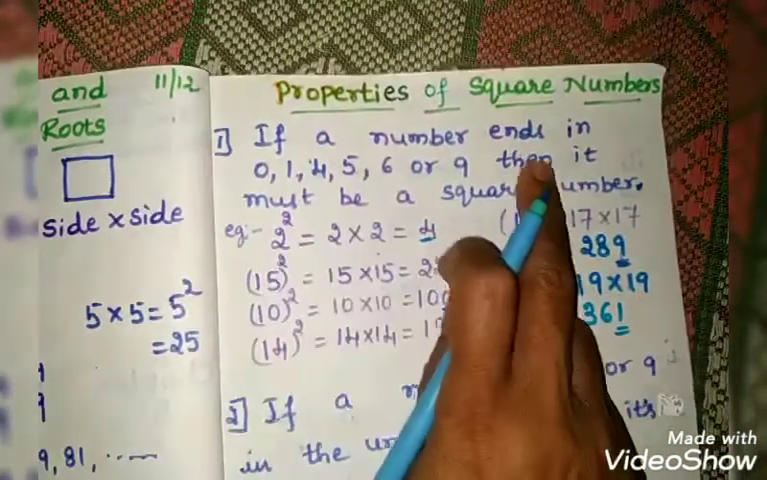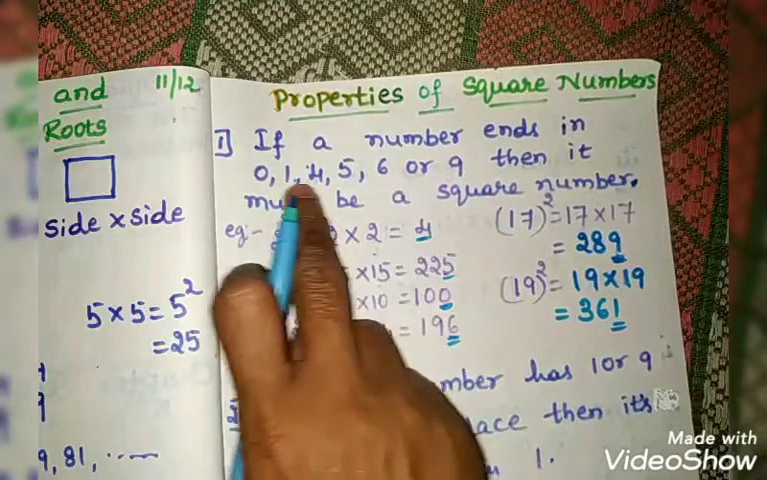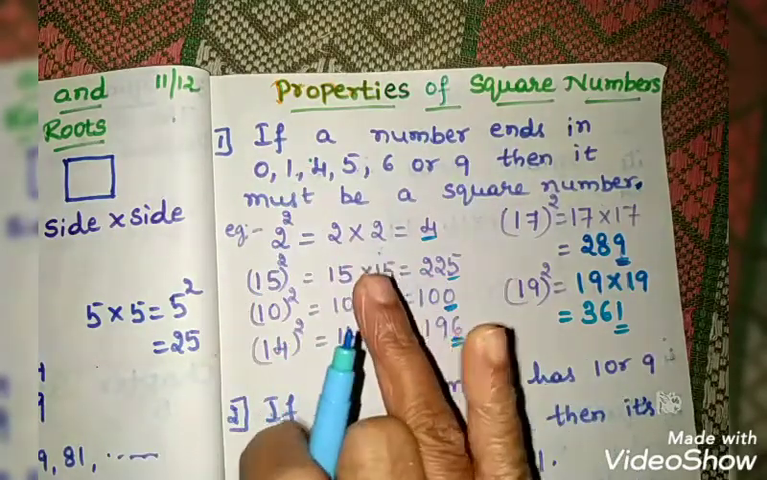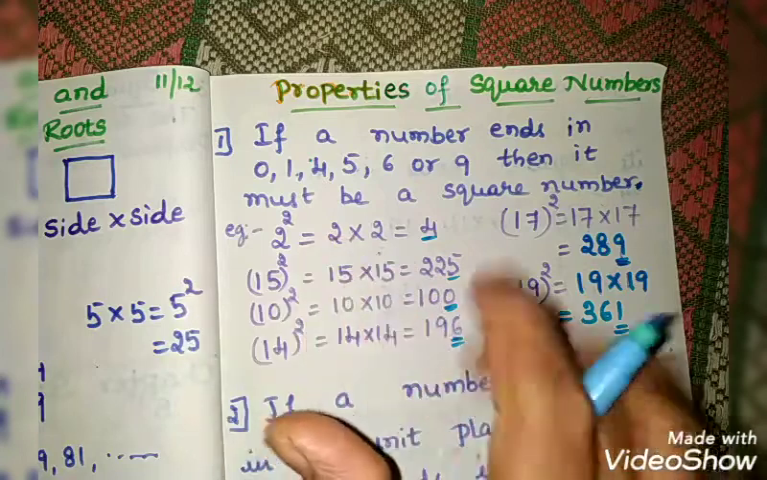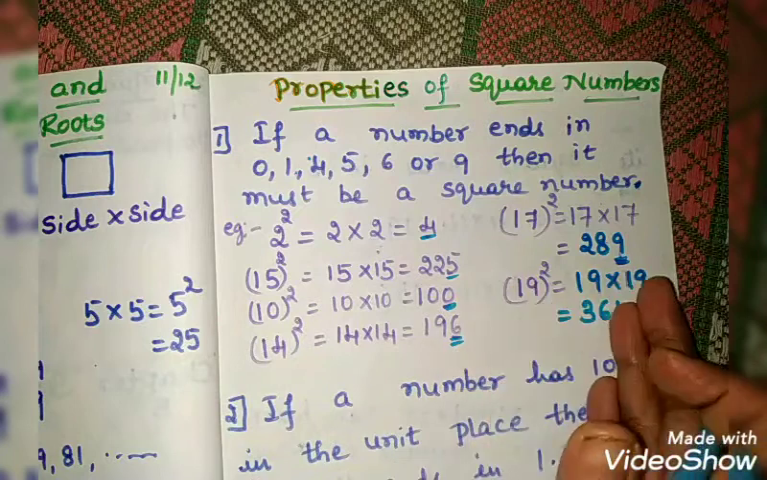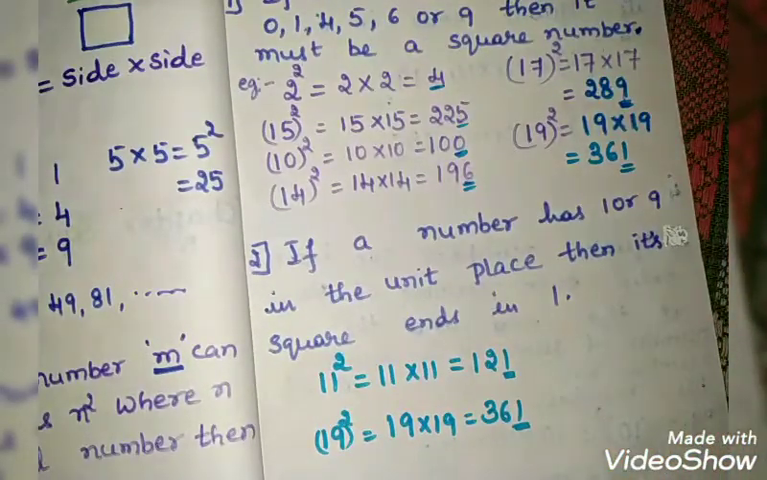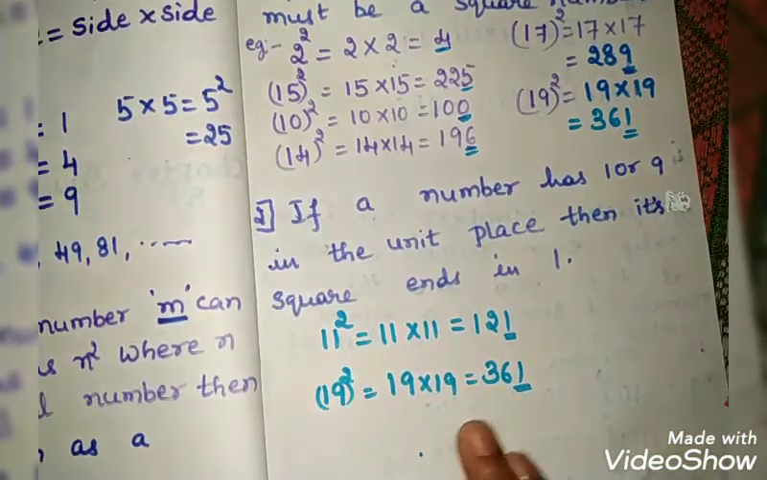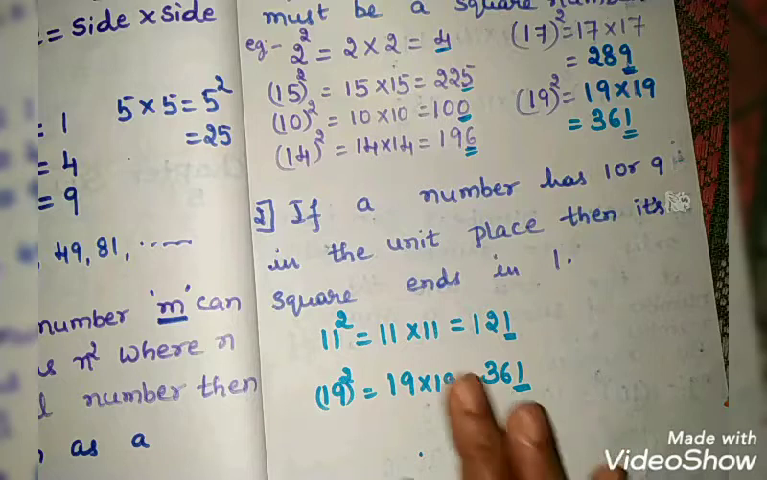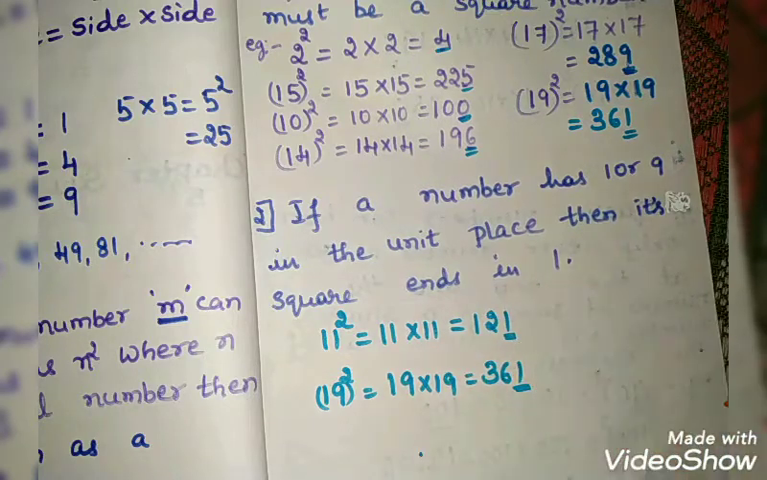So, if a number ends with these numbers only, 0, 1, 4, 5, 6 and 9, then it can be a square number. Easily we can show it by giving examples. Plenty of examples we can give. Next, second property, if a number has 1 or 9 in the unit place, then its square ends in 1. That is common sense, children.